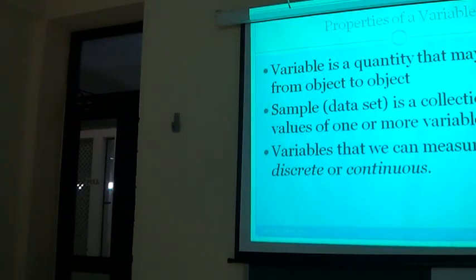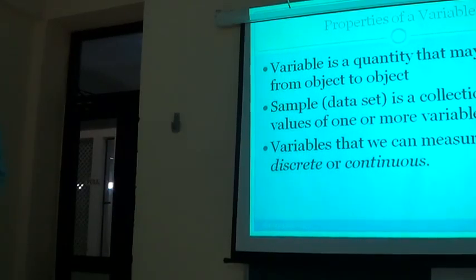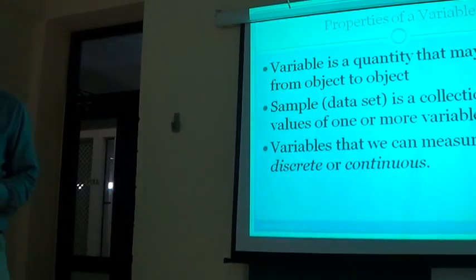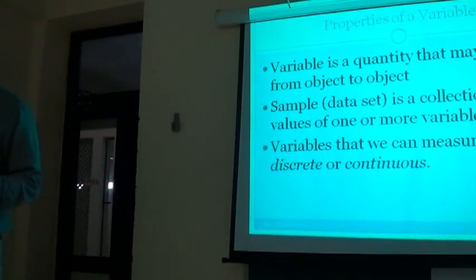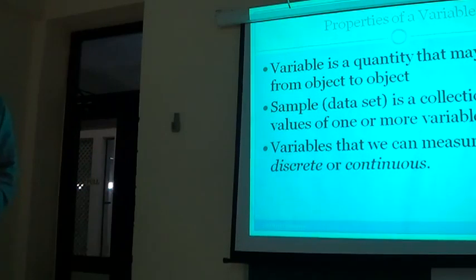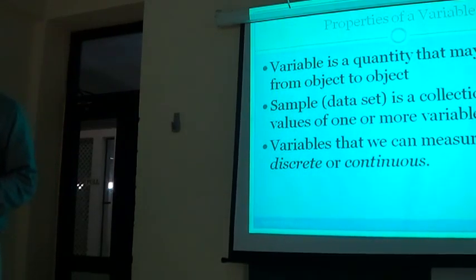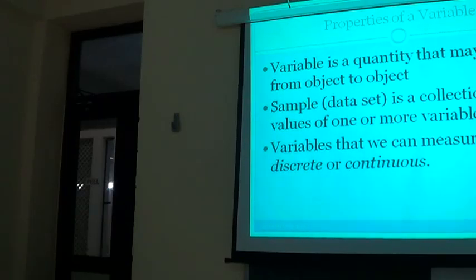A variable is a quantity that may vary from object to object. Of course, that is what a variable is. It varies from object to object, something which is being measured. Here in the previous example, the variables are color or form of a flower. Or it could be height, time, or temperature. These are the variables.